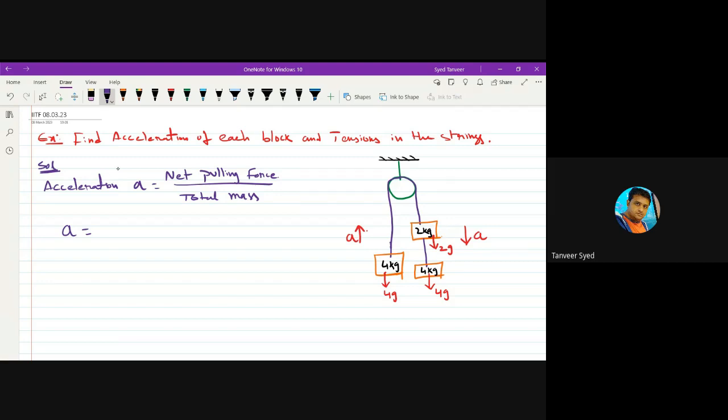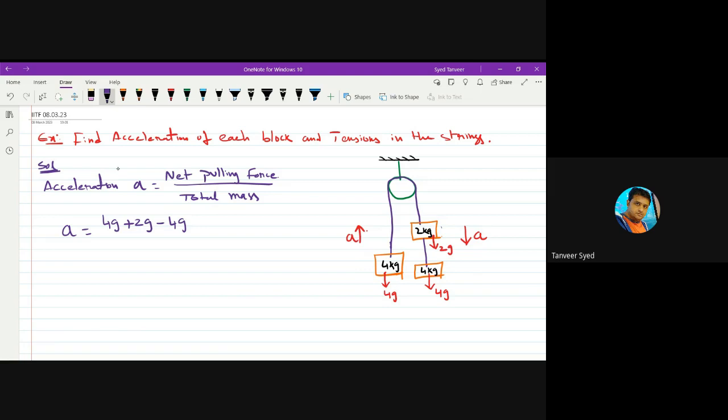See, this side of the system is going down. That means this force is larger. How much is this force? 4g plus 2g. Then this side is going up. That means this force is smaller. Minus 4g.